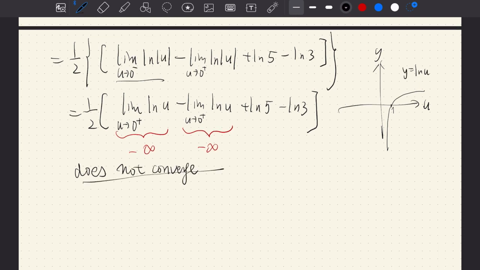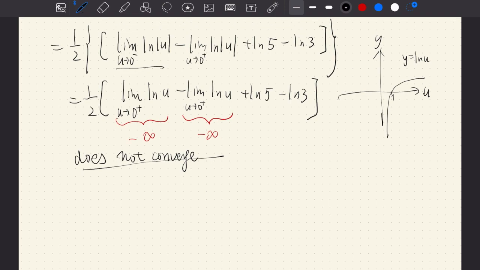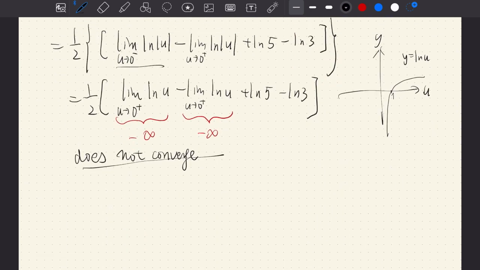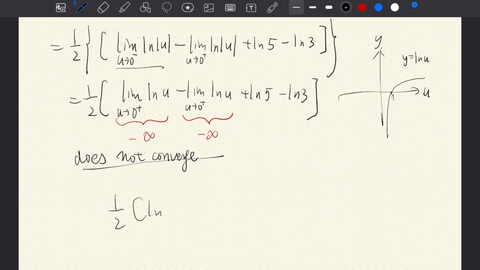Alternatively, if you omit splitting this improper integral into two parts, then you would get 1/2 times log 5 minus log 3, which is not correct, okay? The correct answer is that this improper integral does not converge, and then this one is just not correct, okay?